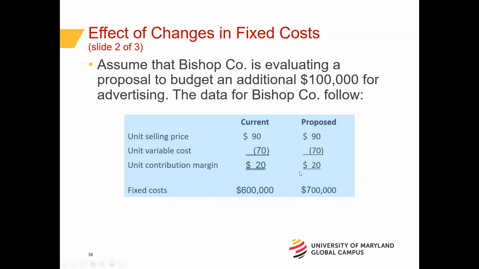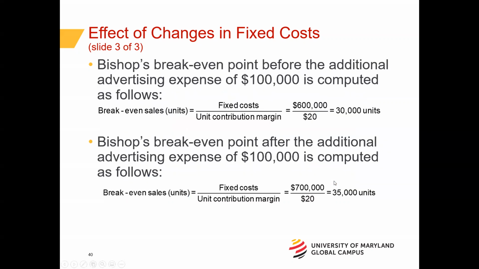So if I don't increase my sales price, how many more units do I need to sell to break even? As you know, break even is fixed cost divided by unit contribution margin. So currently, my break even is 30,000 units. Fixed cost 600,000 divided by the $20 per unit contribution margin. That's 30,000 units is my current break even.